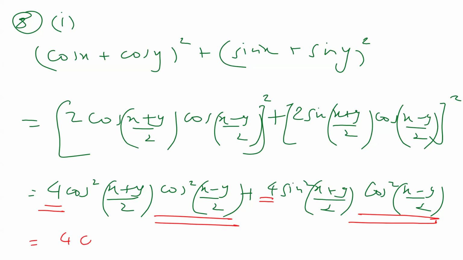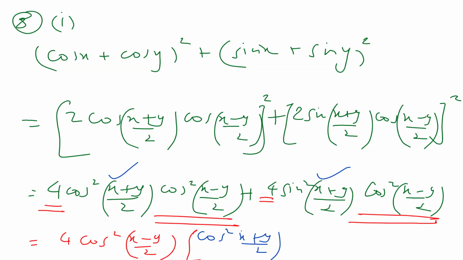So 4 cos square x minus y by 2 within the bracket, this term and this term, so cos square x plus y by 2 plus sin square x plus y by 2. And cos square plus sin square is 1. So eventually you are left with this, which is the RHS.